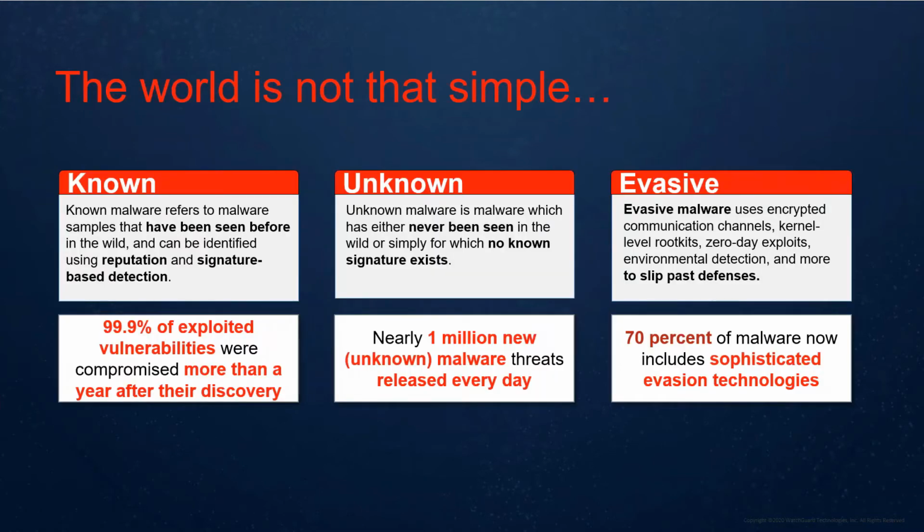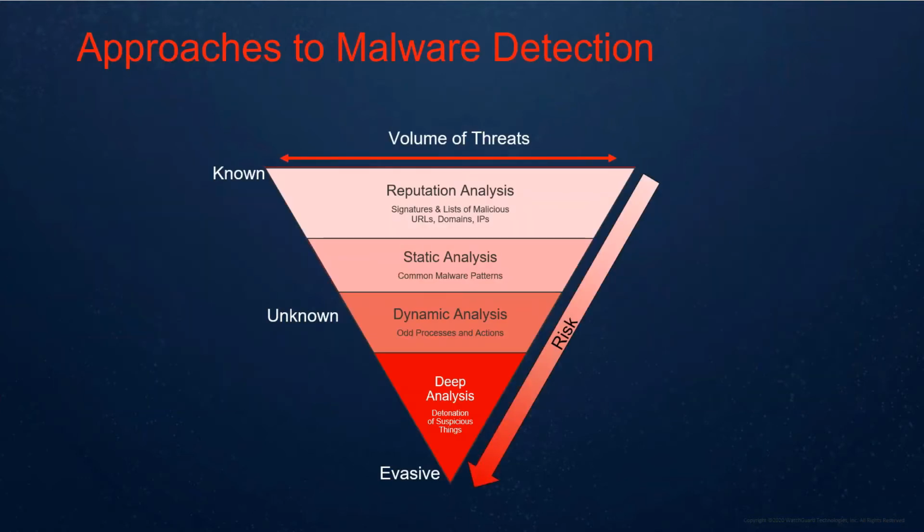So oftentimes we call files that have a signature, where you can match a file to a known signature, known threats. However, as I've mentioned, the world is a little bit more complicated. We have many unknown and evasive threats, and that's where the power of our TDR solution can really help with protecting those users from these types of threats. So how does TDR do that?